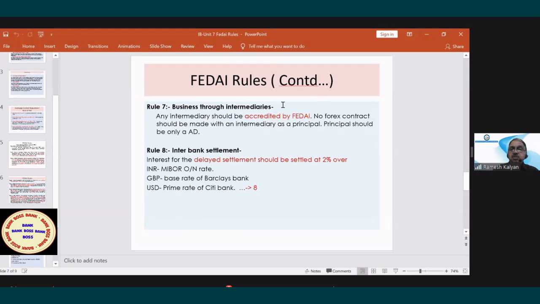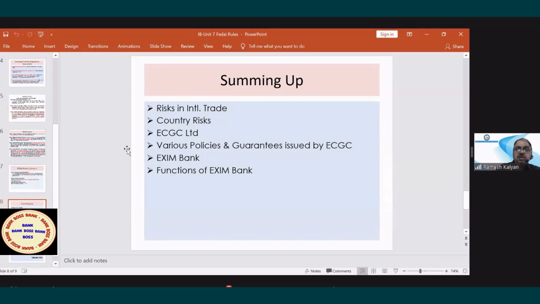FEDAI rules, business through intermediaries, brokers. Morning we have discussed. And interbank settlement is bilateral settlement. 2% above MIBOR overnight rate if it is INR. If it is pound sterling, the base rate of Barclays Bank plus 2%. If it is dollar, it is Citibank's rate. So this is all about that, that is enough. We have finished that, and now we will go for your doubt clarification.